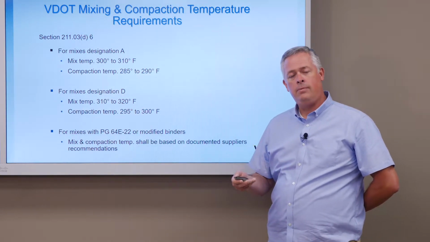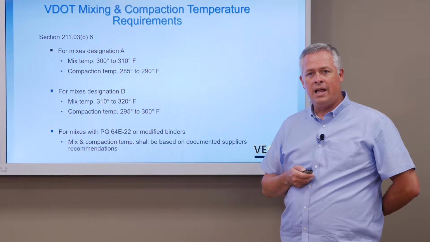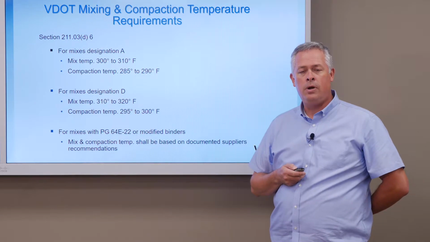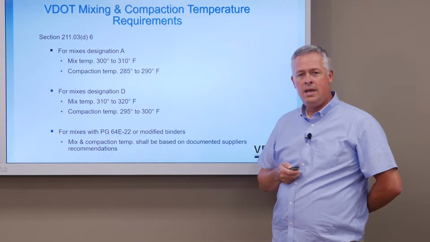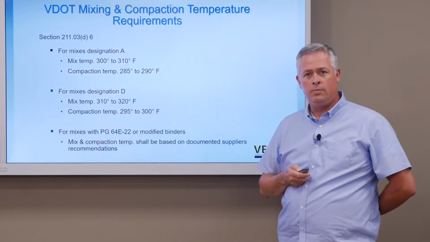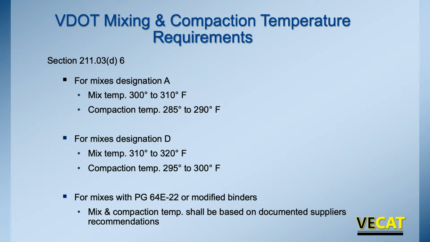You lose a lot of heat when you mix these batches in the lab, and the key is we want to be at compaction temperature, which for A mixes is 285 to 290 degrees. I also recommend that you try to hit the same side of that range just so that you're consistent when you're doing these. D mixes, as you can see, the mix temperature is specified at 310 to 320. The compaction temperature is 295 to 300 degrees. For mixes that use polymers or E-mixes, modified binders, you're going to want to use your manufacturer's recommendation both for your mixing temperature and for your compaction temperature.